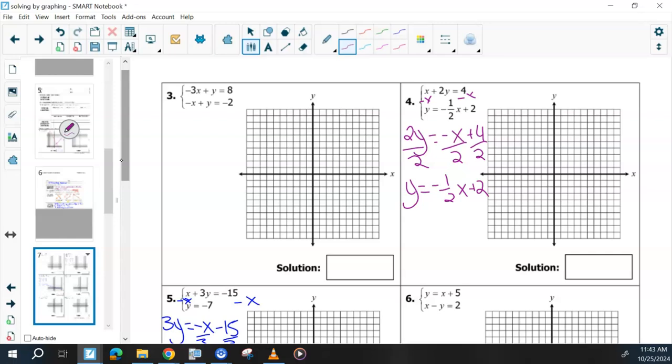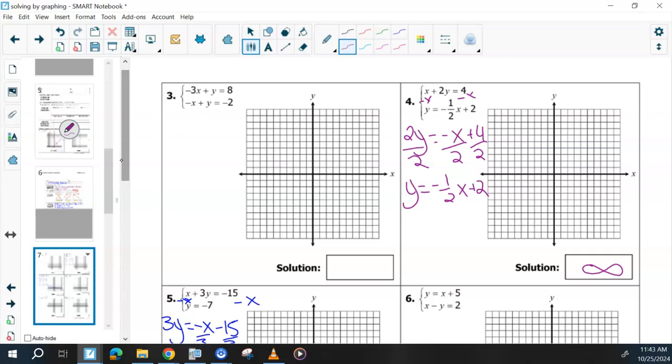Before we graph this, what do we notice about the equations? Yes, and? So, if they had the same slope and different y-intercepts, they would be parallel, but do they? No, they're exactly the same. This is going to tell us this is going to be infinitely many solutions.